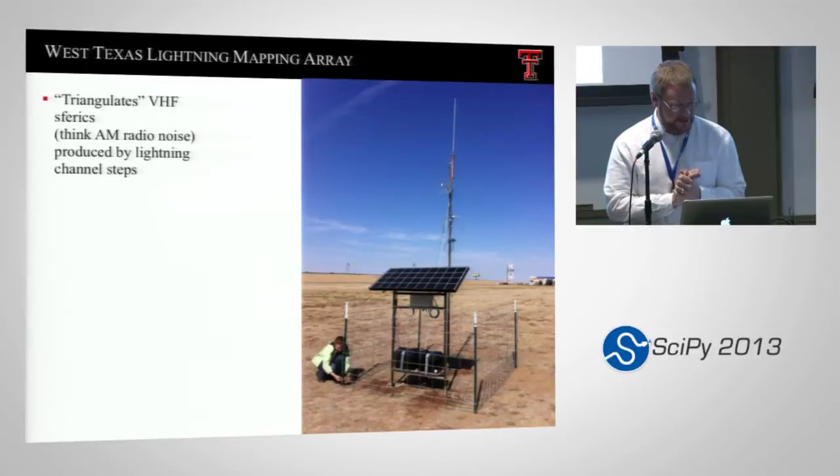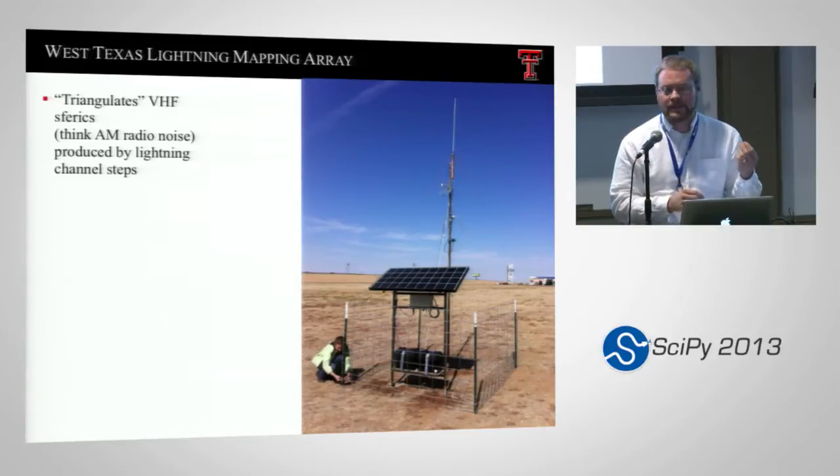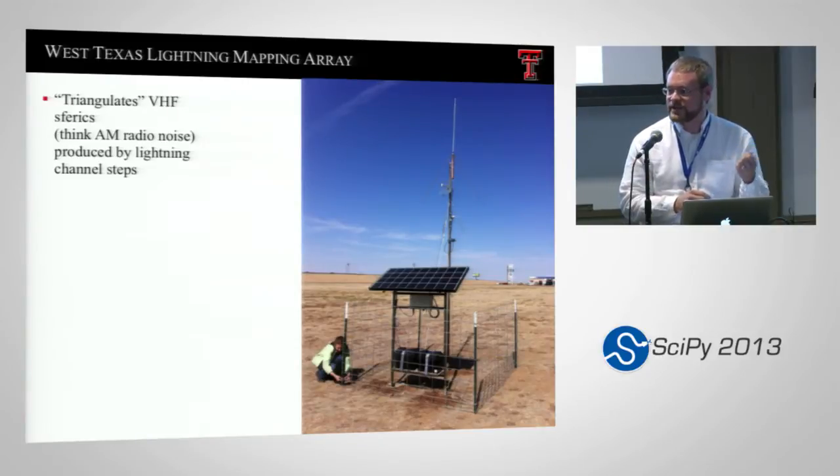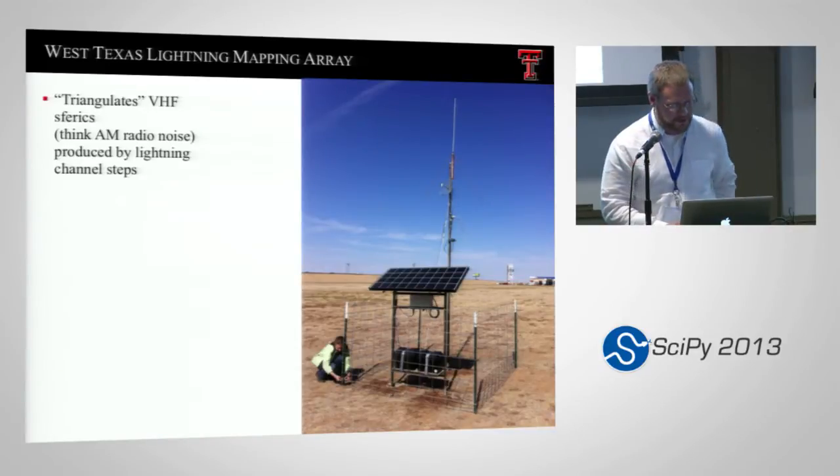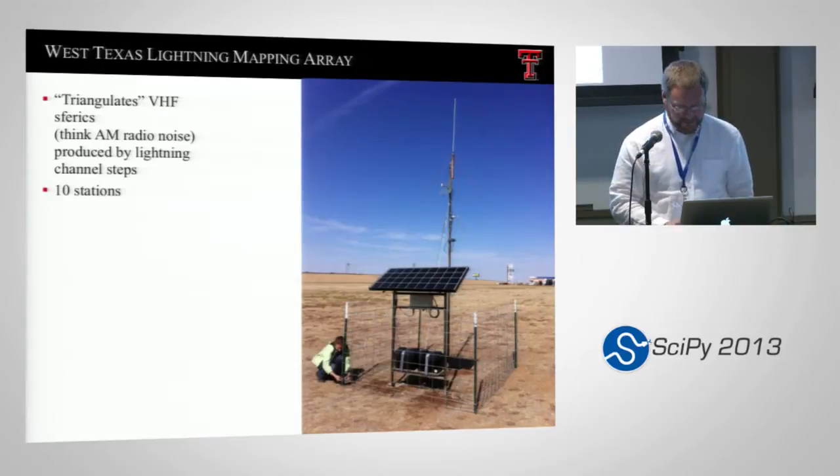So I'd like to talk to you about some data processing we're doing with data from an instrument that we operate called the Lightning Mapping Array. This is an instrument that triangulates the VHF sferics produced by lightning. You can think of radio noise that you can hear on the AM radio if you tune in during a thunderstorm. And those little sferics are produced by the actual stepping process of the lightning channel, which you can think of as the little kinks in the lightning channel as it moves along. So this is before the bright flash.